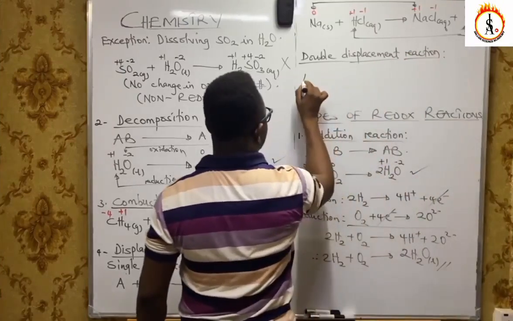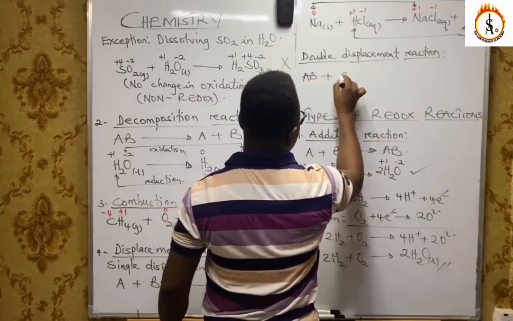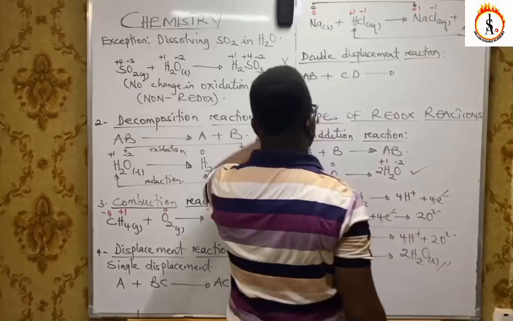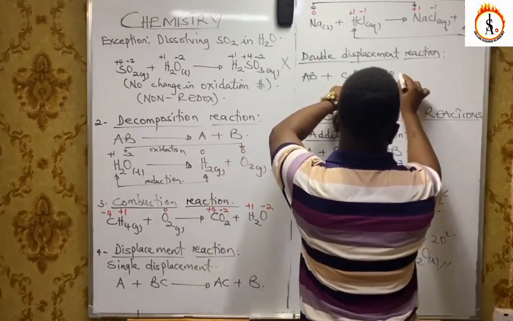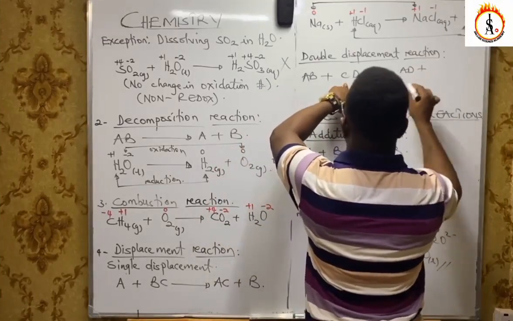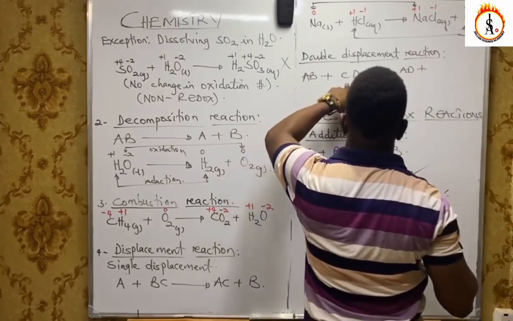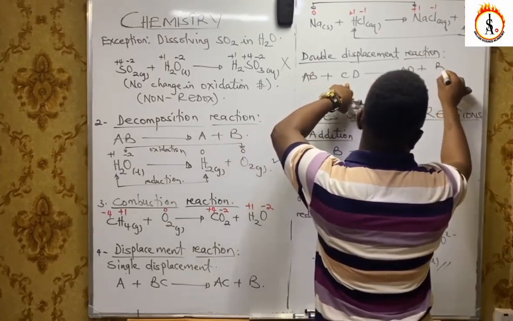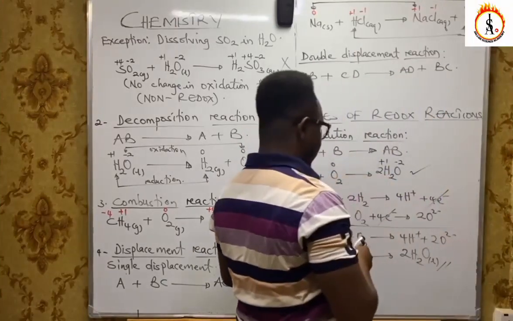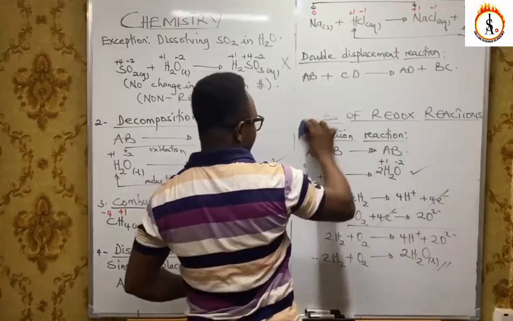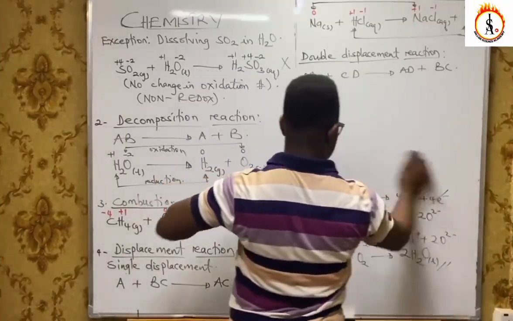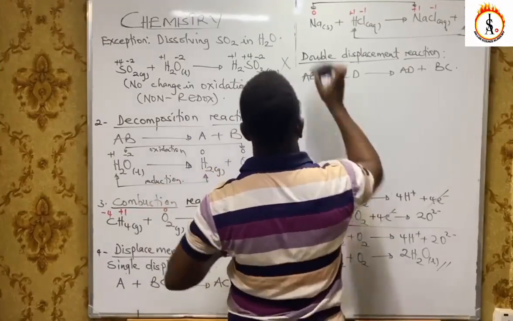So let's say here we have AB reacting with CD. What happened? A displaces C to react with D, and then B combines with C, giving us BC. So let's look at a real life example of what we've just demonstrated here.